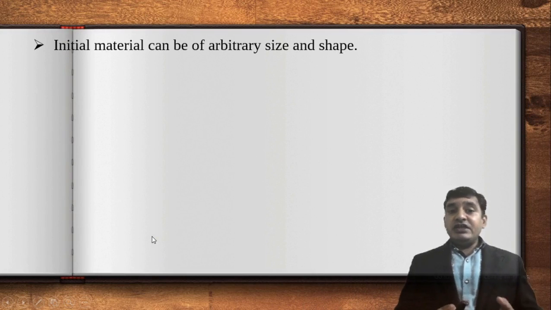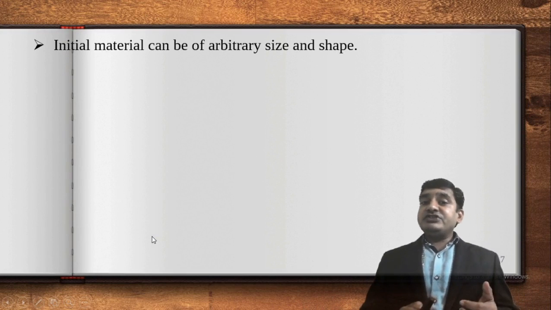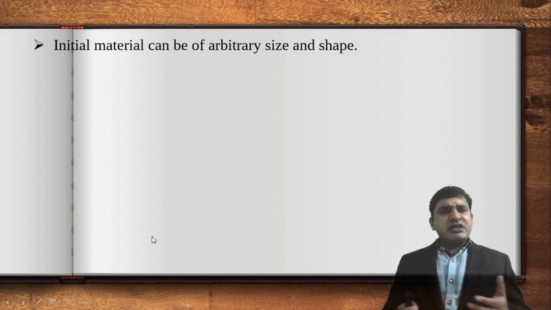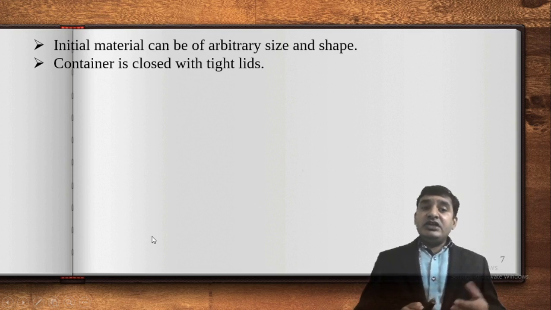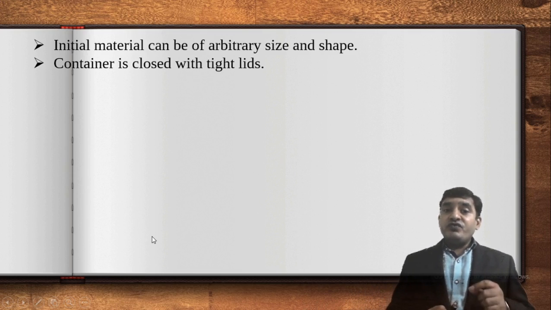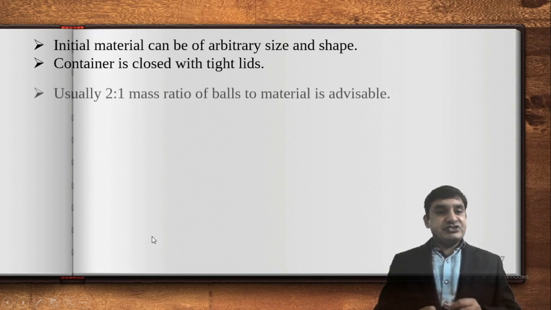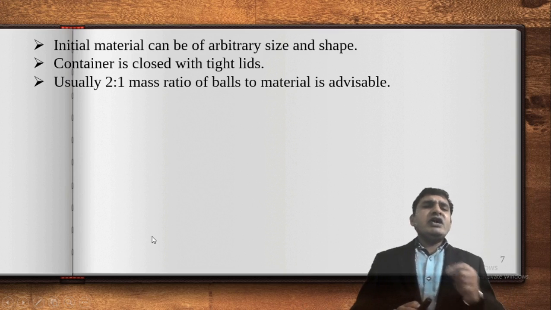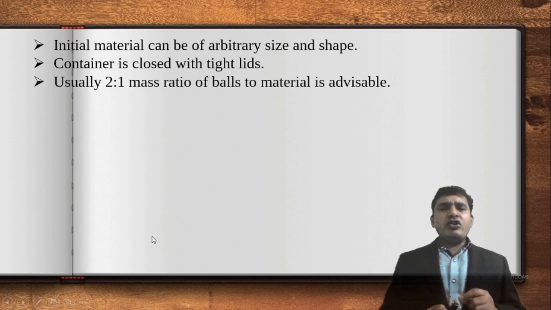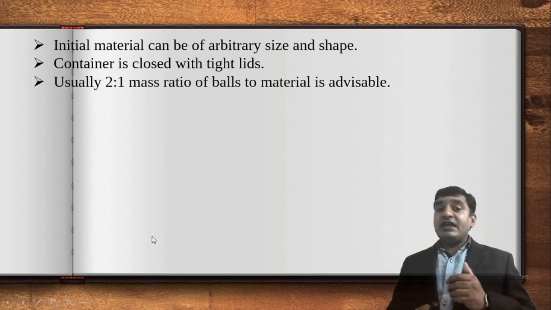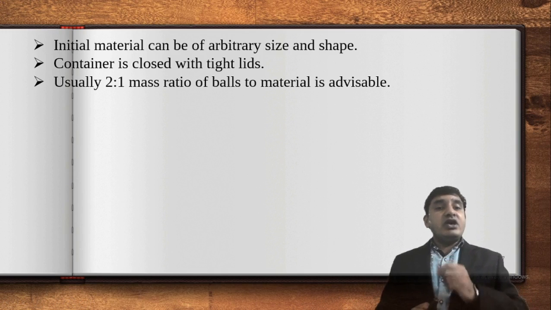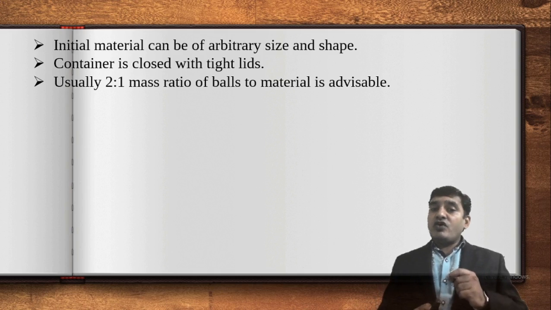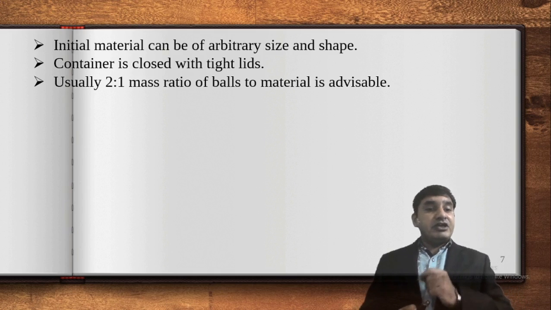Initial material can be of arbitrary size and shape, so the material may have a different size and shape. The container is closed with tight lids. Usually a 2:1 mass ratio of ball to material is advisable.